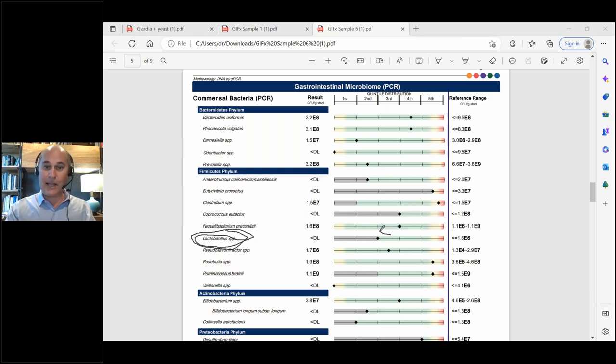So you can say, oh, your lactobacillus tested low. DL means underneath the detected limit, the little arrow there with DL. So you're low on lactobacillus. So I want you to take this probiotic that contains lactobacillus. And I want you to take this prebiotic that'll help these good bacteria grow better.